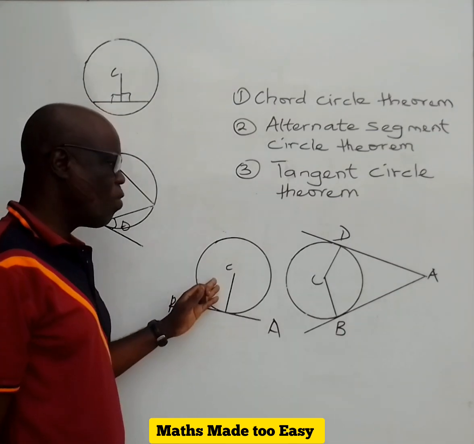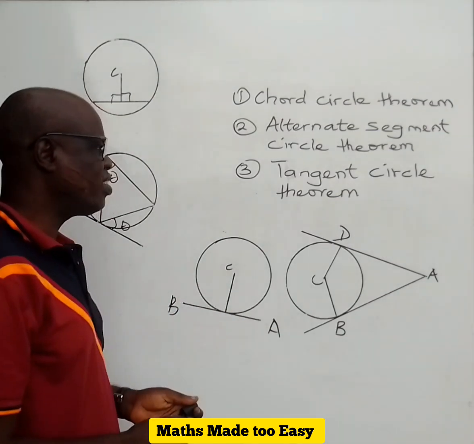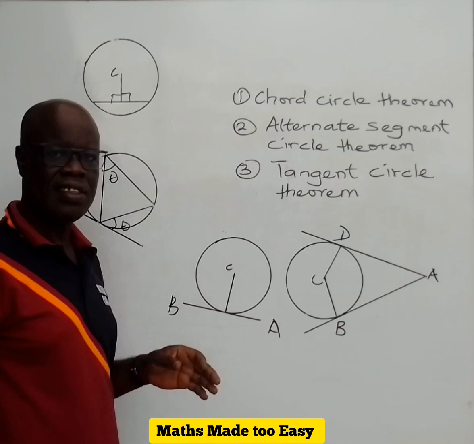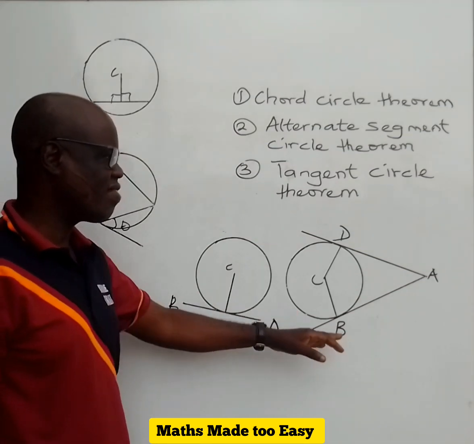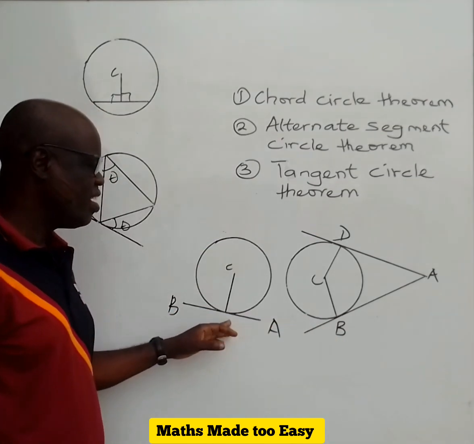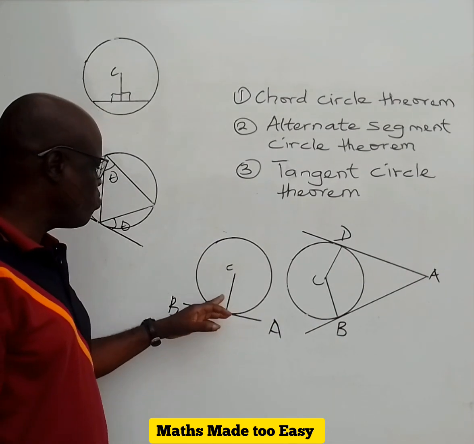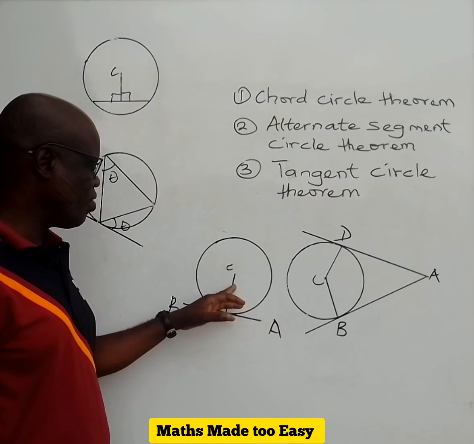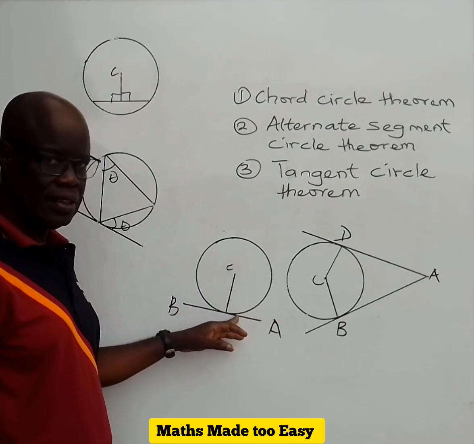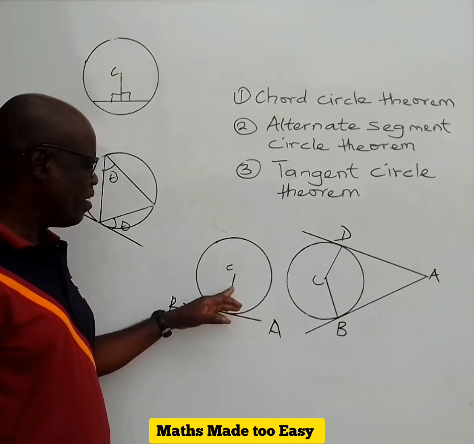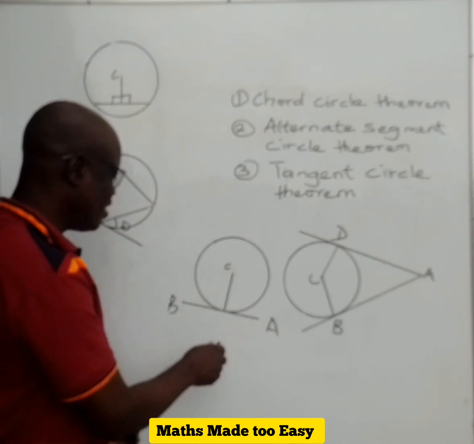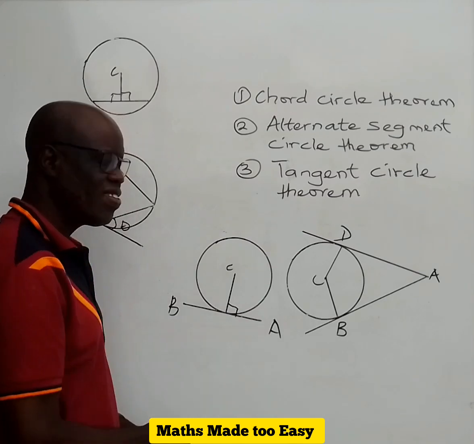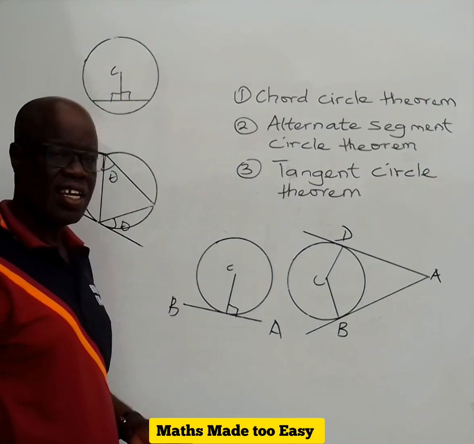The third one that we'll be looking at today is called the tangent circle theorem. And this tangent circle theorem is divided into two. This is the first one, and this is the second one. And what is this one saying? This one is saying that the angle between the radius and the tangent, the angle formed between the radius and the tangent, is 90 degrees, which means this one is 90 degrees. That is what that is saying.